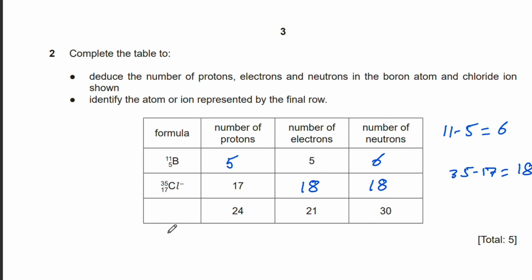Because I know it's chromium, so I am writing here chromium, and this will be 3 electrons less, means this will be 3 plus, and here it will be 24 since the atomic number remains the same. And for the number of nucleons, what do you do? You do 30 plus 24, which is 54. So over here this will be 54.